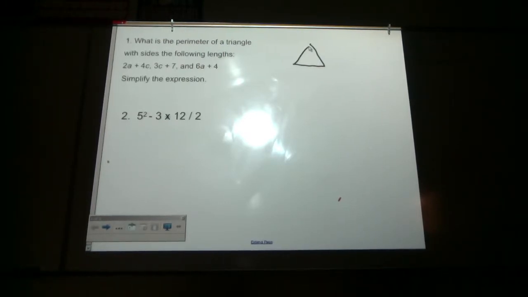Okay. One of these sides is 2a plus 4. That's this side right over here. So I'm going to cross that off. I have that taken care of. One of the sides is 3c plus 7. And the other side is 6a plus 4.